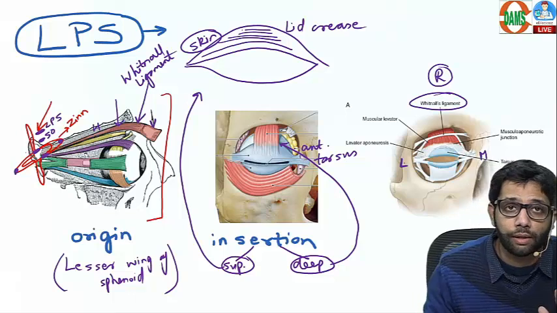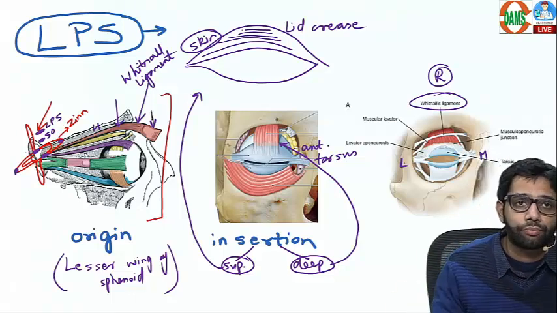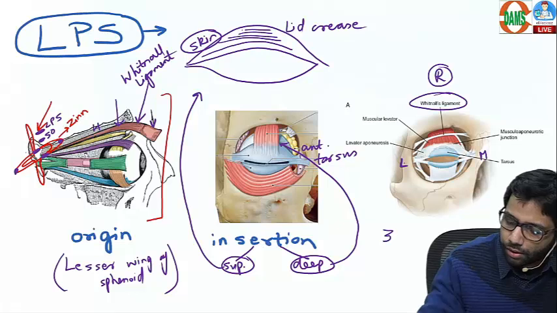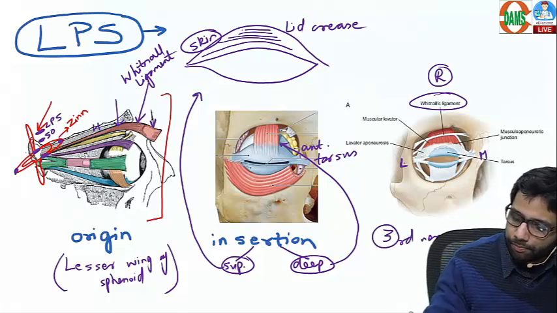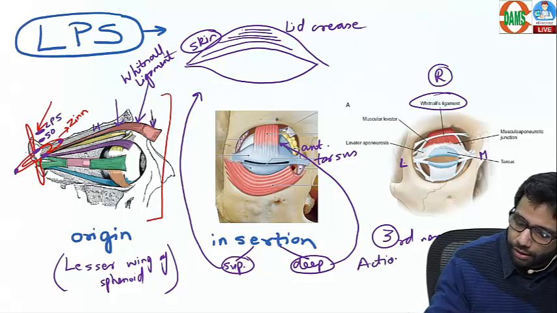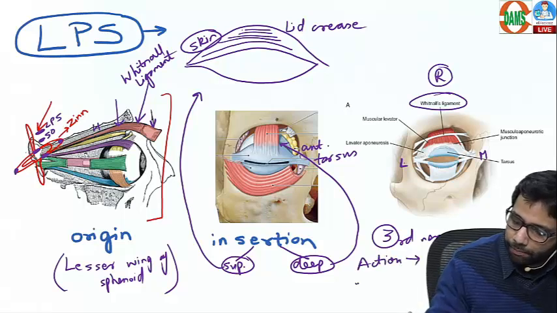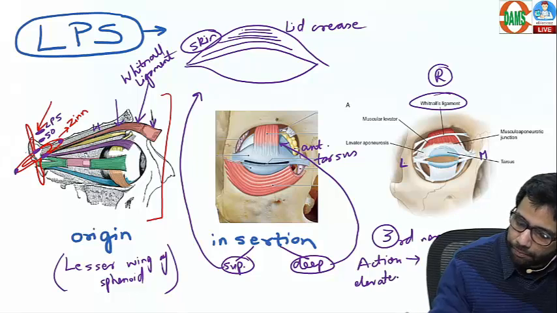It is present only in the upper eyelid. So that's the origin and insertion. Nervous supply, very important: the third nerve supplies the LPS. And what is the action? It elevates the upper eyelid.